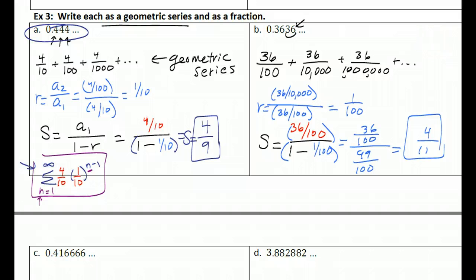And if you needed to do it in sigma notation, once again, I go from 1 to infinity, and then I put term 1 here, and I put r here, and that is not r. r is 1 over 100. There you go.